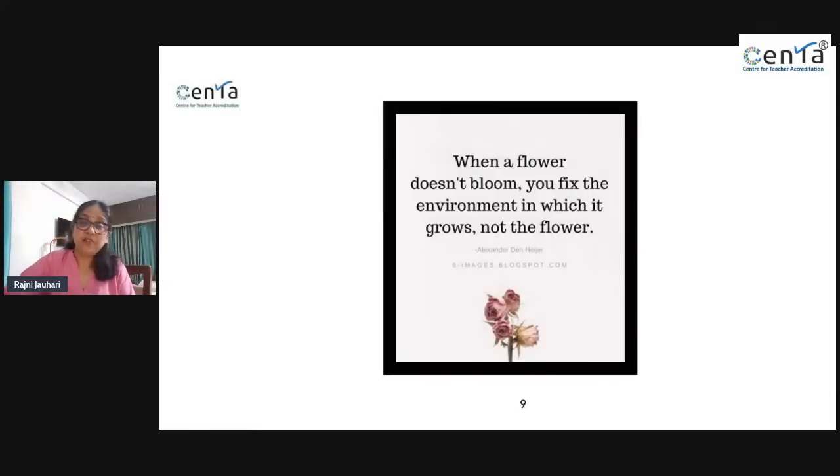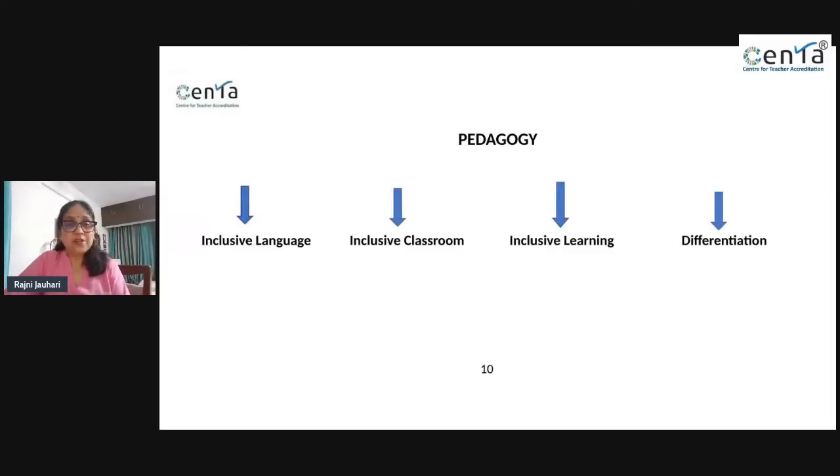And that is where we come to pedagogy, and that is where pedagogy becomes very important. So what can we do in the classroom which will make the class inclusive? So when we talk about pedagogy, we are going to talk about four types of pedagogy. We're going to talk about inclusive language, we're going to talk about inclusive classroom, we're going to talk about inclusive learning, and we're going to talk about differentiation.